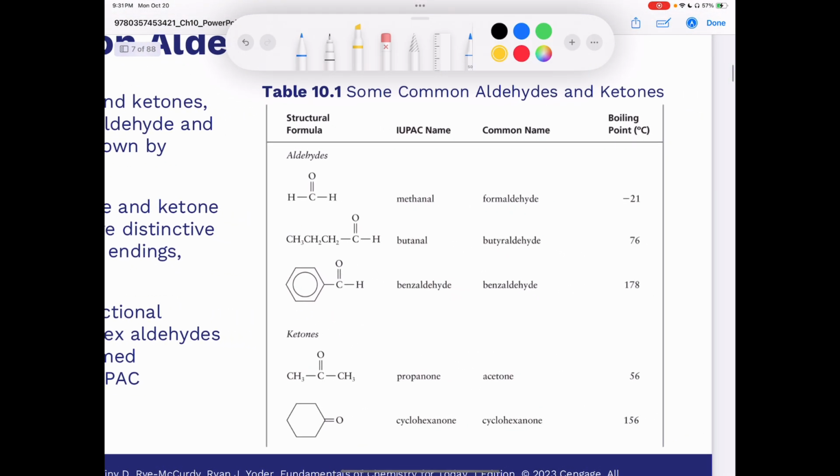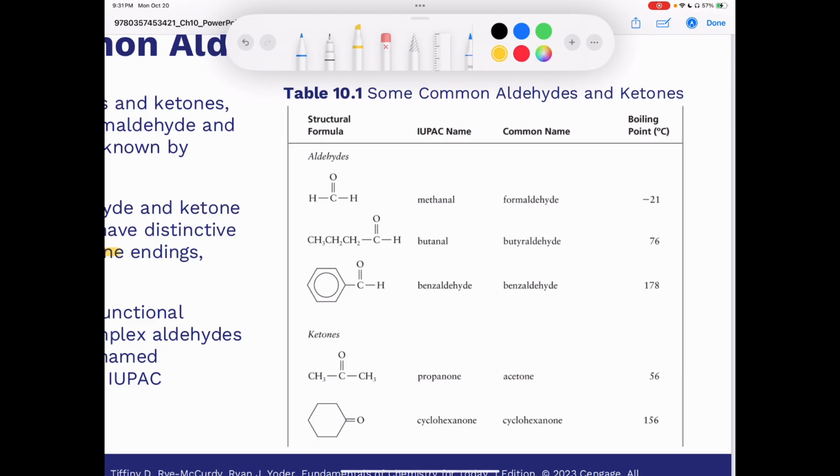And here are some common aldehydes and ketones. So first we'll take a look at aldehydes, and there's three that they put here. The first one, the systematic name or the IUPAC name would be methanal, right? Meth for one carbon. So instead of methane, we have methanal. But the common name is formaldehyde.